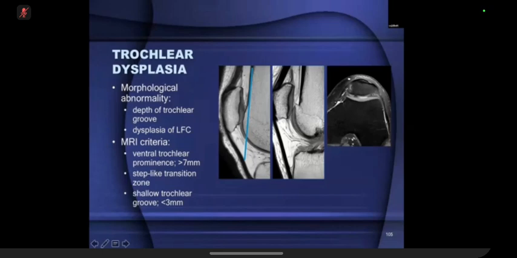If you read the papers, you will see all sorts of funny measurements in which they're drawing 3 parallel lines and measuring this depth and that depth. But essentially, that's what you need to see: a step-like presence on the front of the trochlea, on the lateral side, and the presence of a shallow trochlear groove. That's good enough.